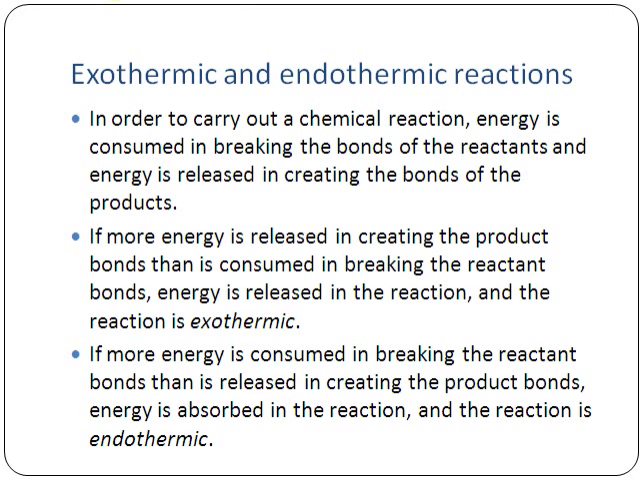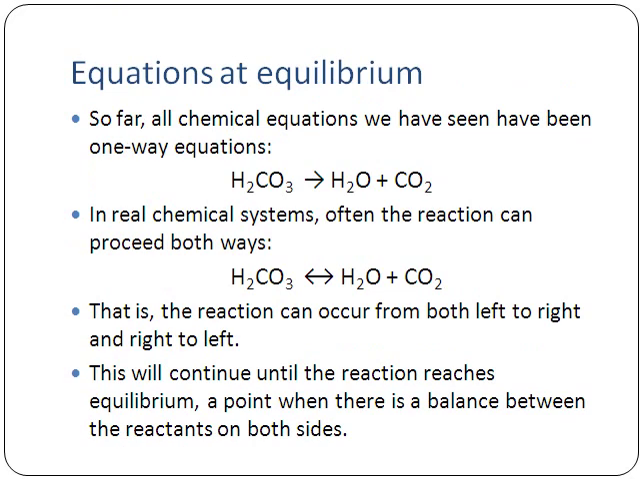Looking at some examples, let's go forward a little bit. We'll get to some more examples of this in a little bit. Equations at equilibrium. Every chemical reaction that we've seen so far in this class has been a one-way equation. So we have H2CO3, carbonic acid, which decomposes into water and carbon dioxide. This goes one way, from carbonic acid to water and carbon dioxide.